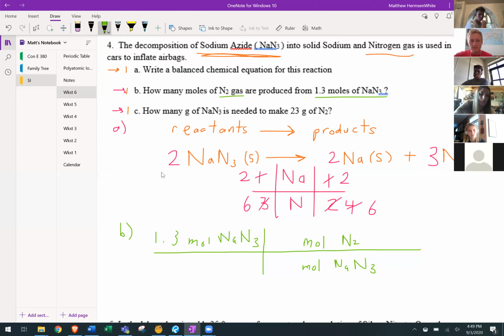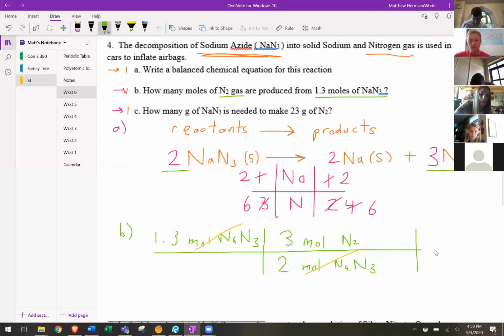What we balanced here is we said 2 moles of NaN3 makes 3 moles of N2. So we have a 3 to 2 ratio. I'm literally just taking the numbers from the balanced equation. And once again, always make sure your units are canceling: mole NaN3 on top and bottom.